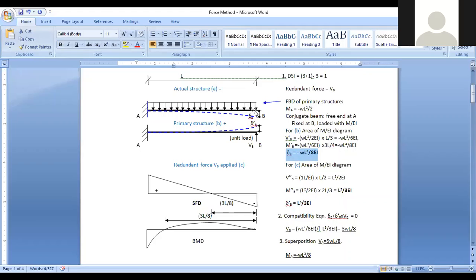So this is downward negative and this is upward positive. That is why delta B dash, which is minus W L raised to 4 over 8EI plus L cube over 3I into VB, is equal to 0 is the formula. If you take one part to the other side, you get VB is equal to delta B, change the sign, divided by delta B dash. That is what I have shown here. So this comes out to be positive. What is the meaning of VB positive? It means that the upward direction that we have assumed is correct. So the upward reaction at A is also going to be positive.